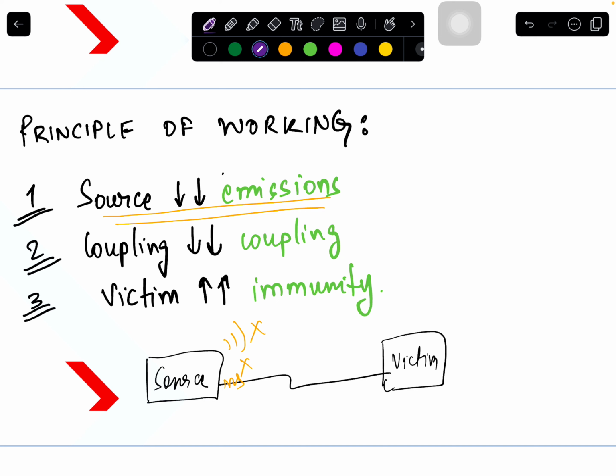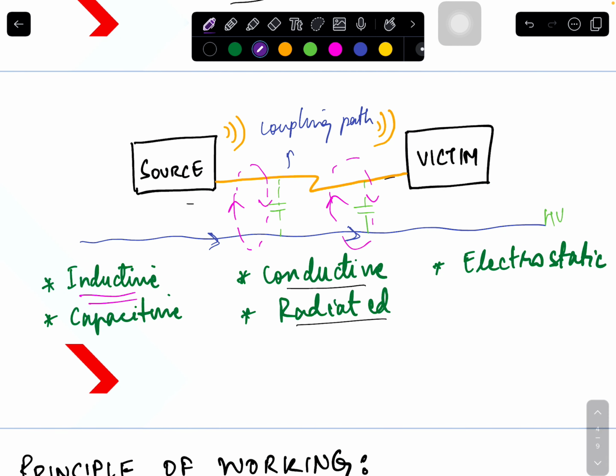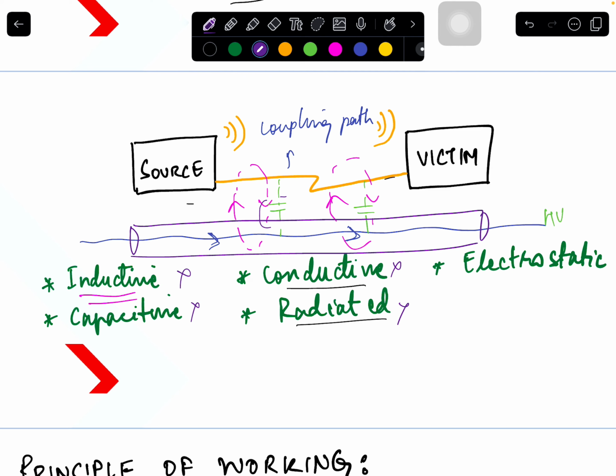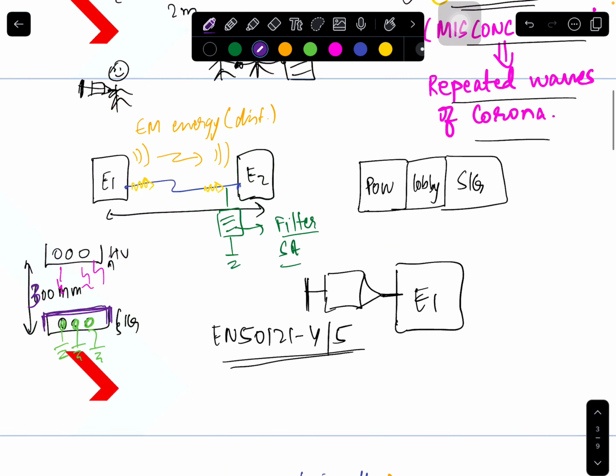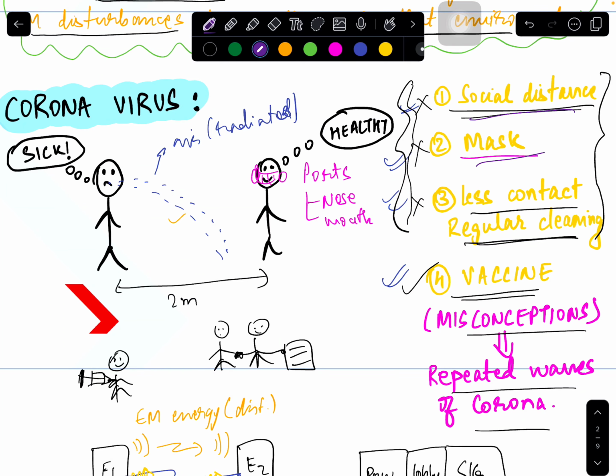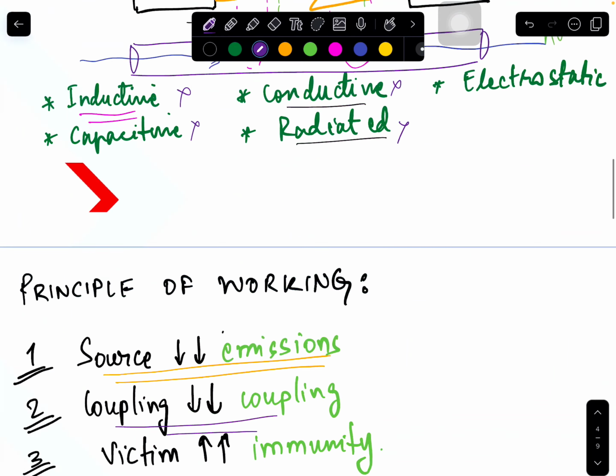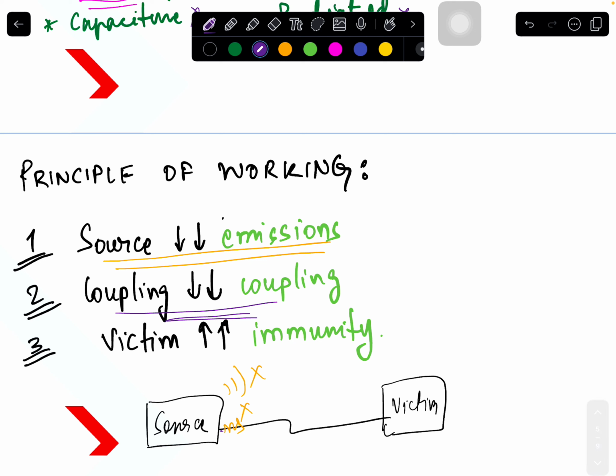The second is we have to check the coupling. We have to reduce the coupling. So these are the couplings, and we have to reduce them. We have to avoid capacitive coupling. We have to avoid inductive coupling, conductive coupling, radiated coupling. This we shall avoid. How we can avoid it, we'll discuss. One of the methods is shielding, and the other method is creating more distance. That is again going back to the example which we saw, social distancing and masks, and we will see that in the upcoming lectures. Then the third, the most important thing, is getting vaccinated, taking a vaccine.